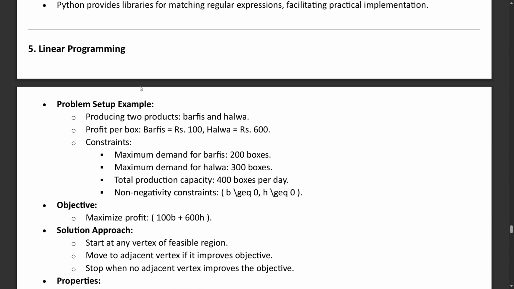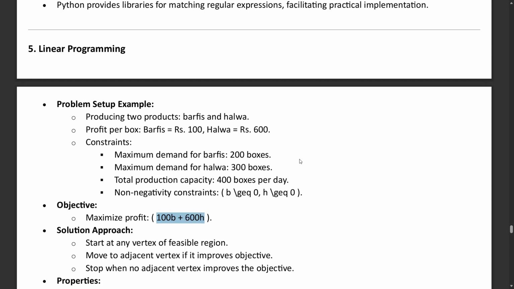Imagine you are producing burfis and halwa. Burfis earn rupees 100 per box, while halwa earns rupees 600. You have demand limits and total production capacity of 400 boxes. The goal is to maximize profit. So 100 per box of burfis plus 600 per box of halwa can be written as 100b plus 600h, right?